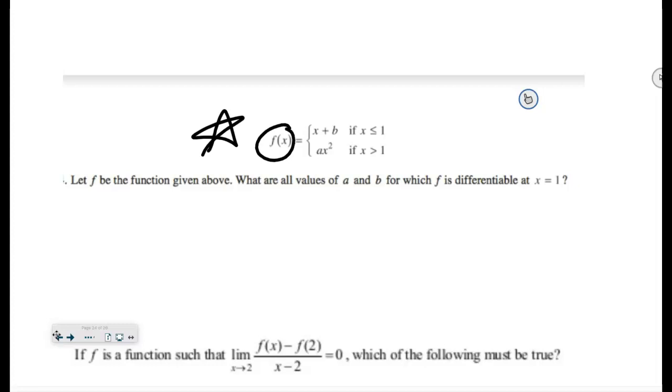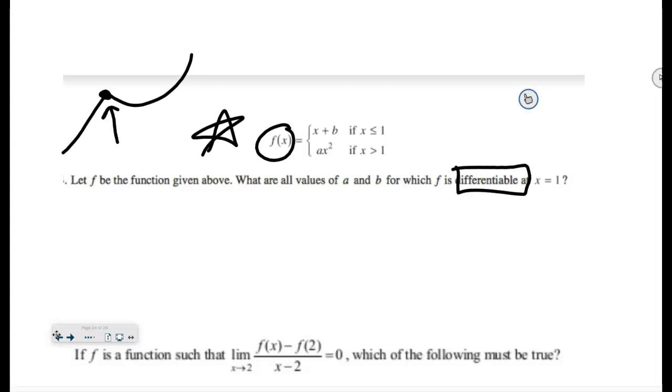Once we hit the line, it transitions into a parabola. Correct? The question is, we need to find values for a and b. We did this last chapter with a different word right here, right? What were we forcing last chapter? Continuity. So we had to make sure that the line and the curve took off from the same exact point. Agreed? But now it says differentiable.